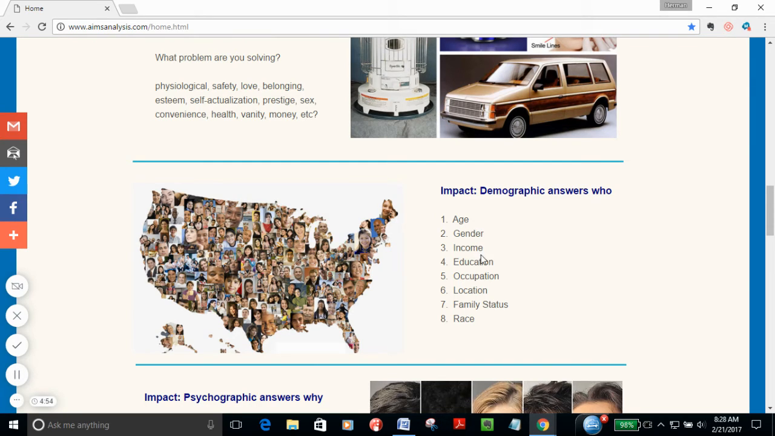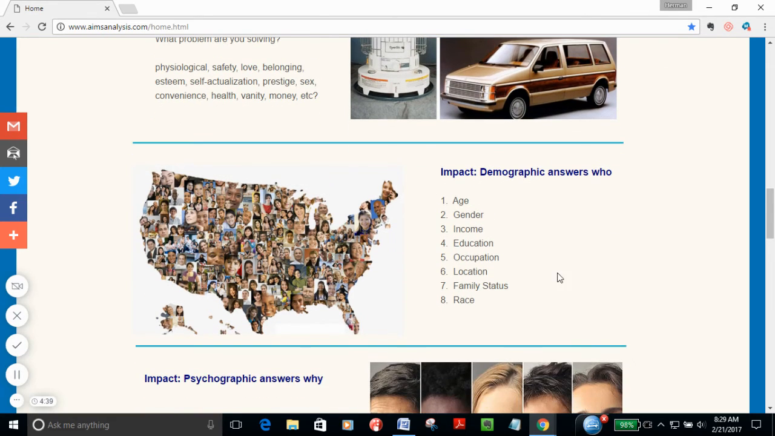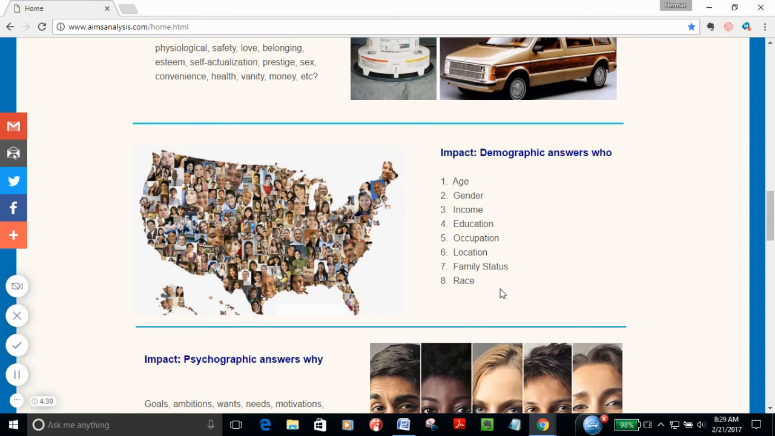Now, income, education, and occupation, these three things are linearly related. They're usually related. More education equals more income equals a better occupation. And these are kind of all pulled together. And then the location, obviously, this person may be someone who lives in a metropolis, a city, as opposed to someone who's maybe out in a rural area. Family status, and that could be either. And then race.